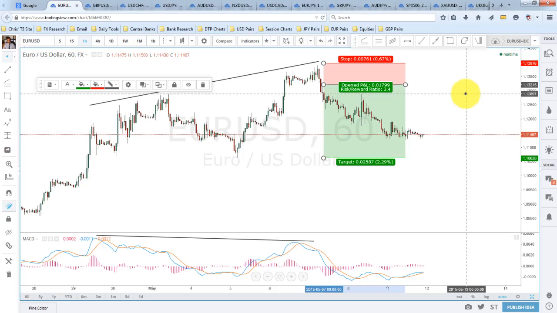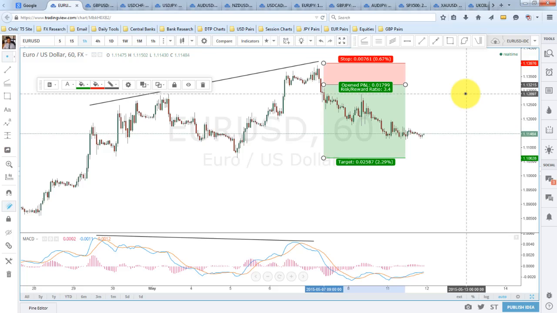This is all about consistency. If you're getting reward to risk ratios like this and you're taking high quality setups, you could win 30% of your trades and still make money. So imagine what you could do at 50 or 60%. All right, and that's how you have to approach things. That's how you have to understand this business.